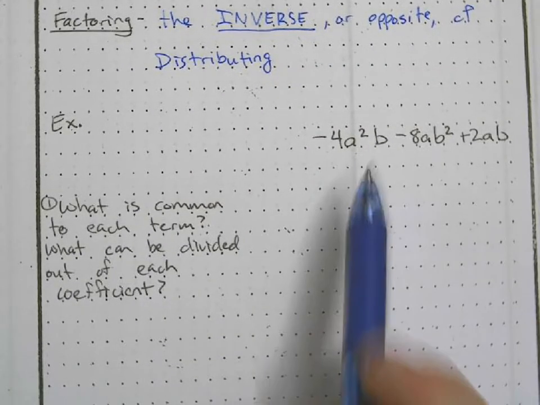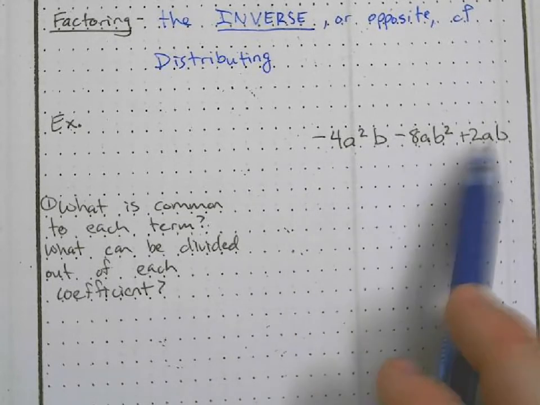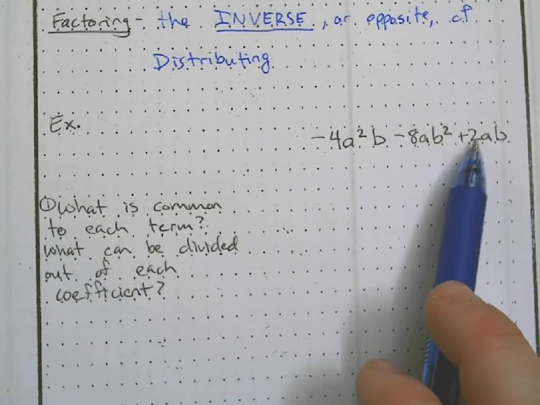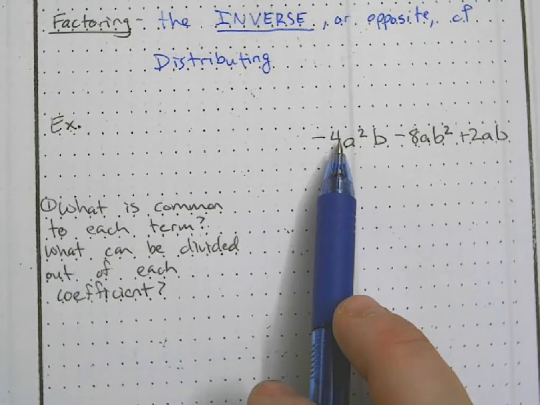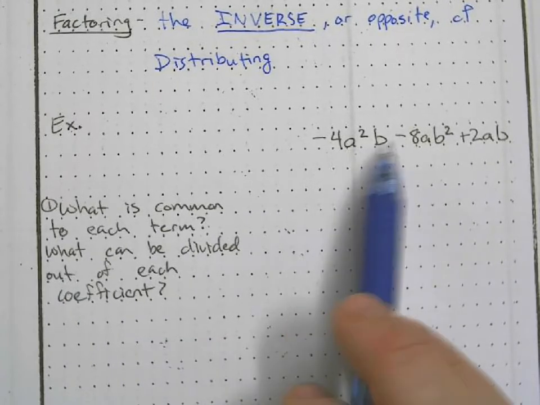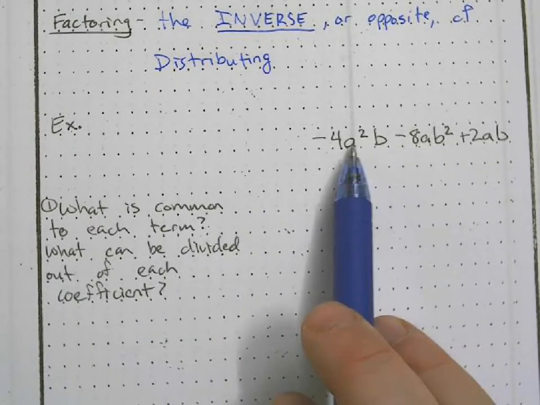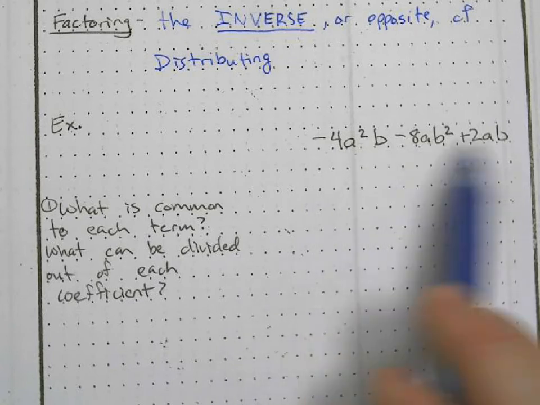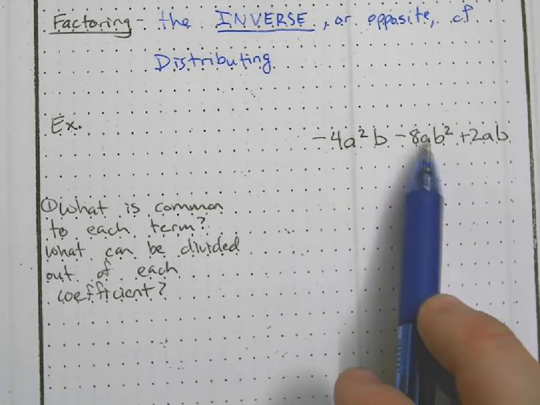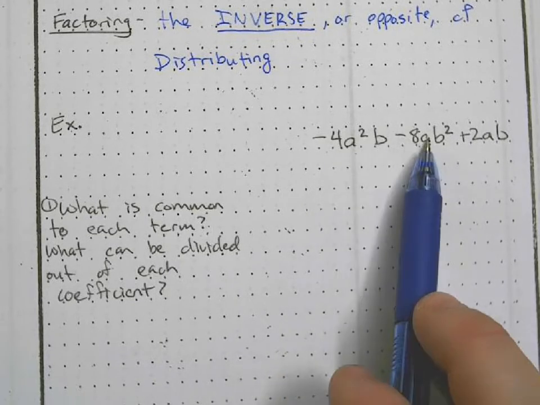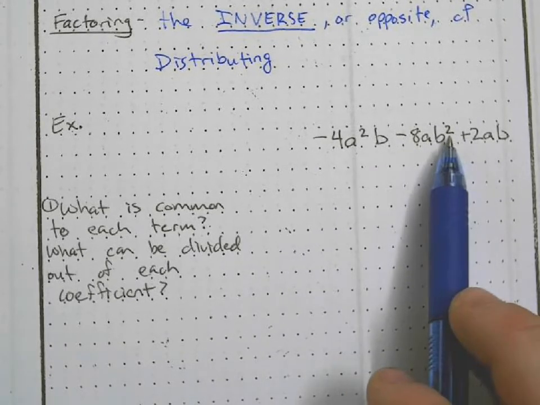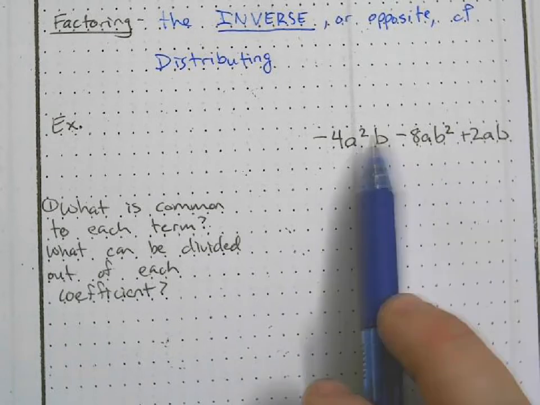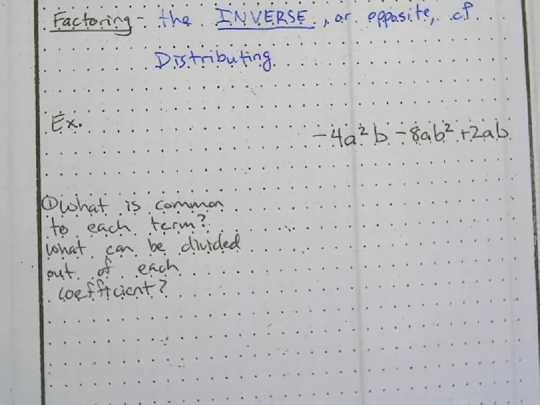So if I look at all three of these terms, well, I can factor out a 2. I can divide each term by 2 or negative 2. And then I can also, what letter do they all have in common? What variable do they all have in common? Well, they all have an a, and they all have one a. So the most I can factor out is 1a. And they all have, at the minimum, one b. So the most I can factor out is one of those b's.